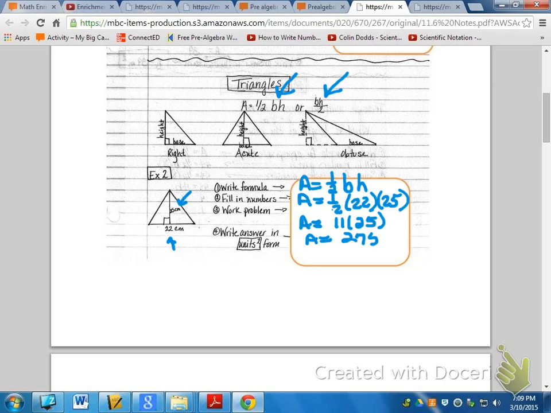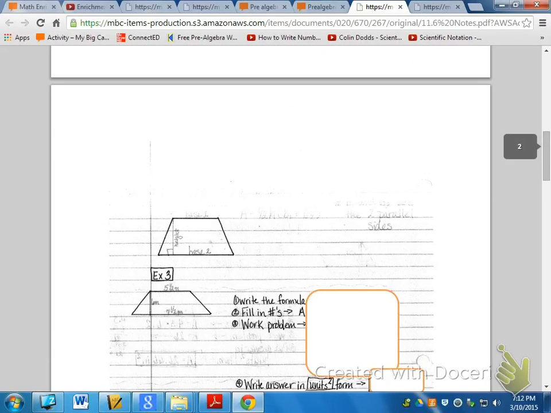And I have to just make sure that I write that in units squared, so centimeters squared. Area is always labeled in square units. So area of a triangle, 1/2 times base times height. All right, let's look ahead to a trapezoid.